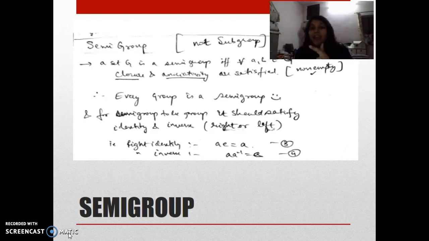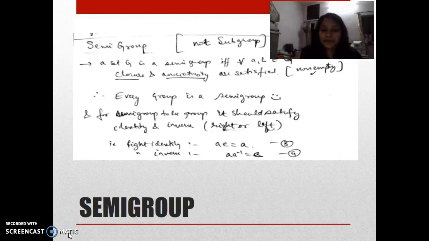Instead of satisfying both left and right, that is left identity and right identity, and left inverse and right inverse, I am saying if a semigroup satisfies either one of them, that is left identity and left inverse, or right identity and right inverse, then it's a group. So how will you prove it? If from left identity you are able to prove that right identity is also true, and if starting from left inverse you can also prove right inverse, that's how you say a semigroup becomes a group.